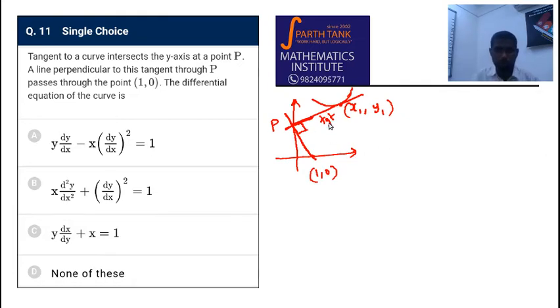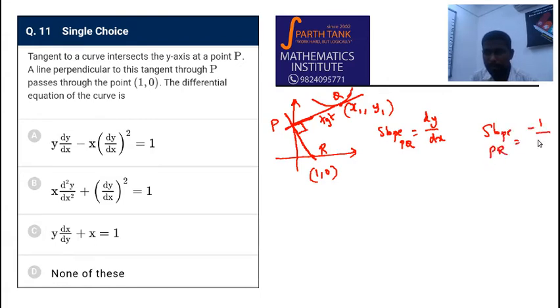So our approach to this problem will be find the equation of the tangent, find where it intersects the y-axis, and at that point find the equation of a line whose slope would be perpendicular to the tangent and passing through this point. Very simple. Okay. So the first thing is, let us say the slope of the tangent is going to be dy by dx. So if this is point Q and this is point R, what we are writing is slope of PQ is dy by dx and slope of PR, since it is perpendicular, is minus 1 upon dy by dx.